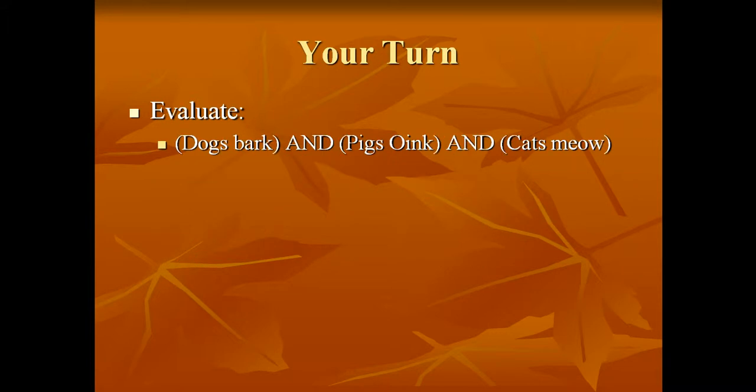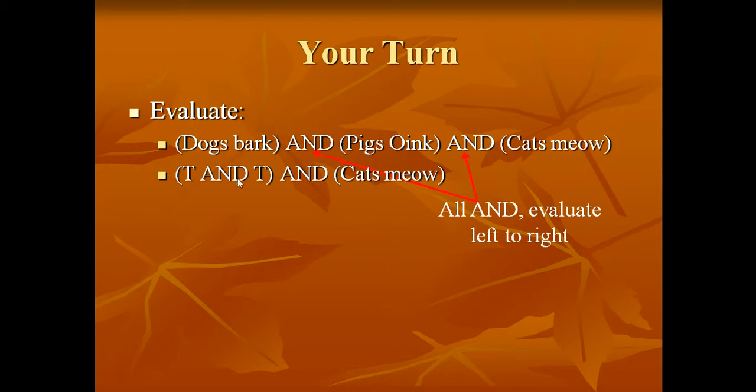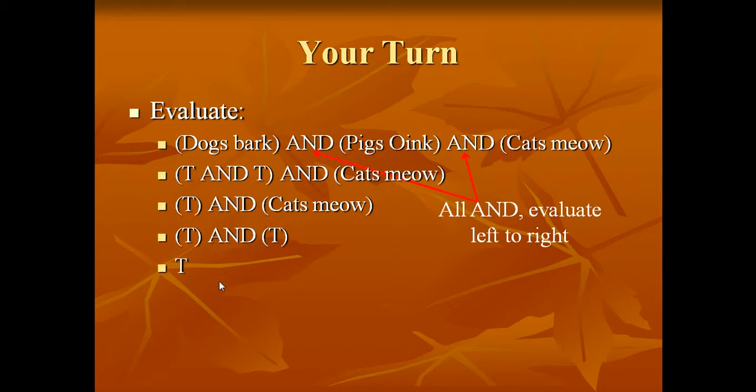So again, this time we have "and", which is the same operator. So I go from left to right. Dogs bark, pigs oink, those are both true. So true and true, that'll evaluate to true. Then the cats meow, that is true as well. So true and true will give me a true statement when I'm done.